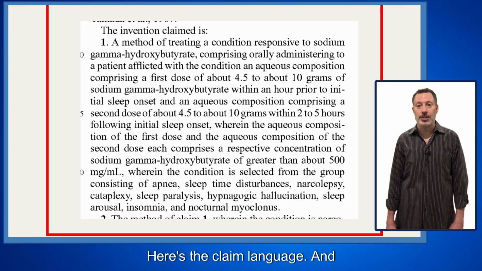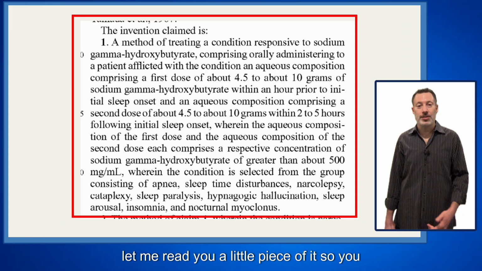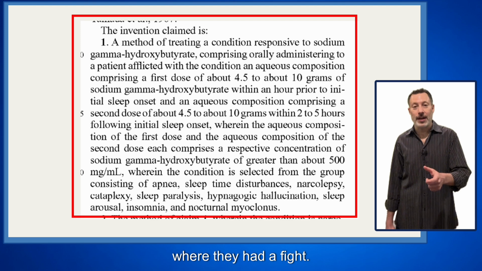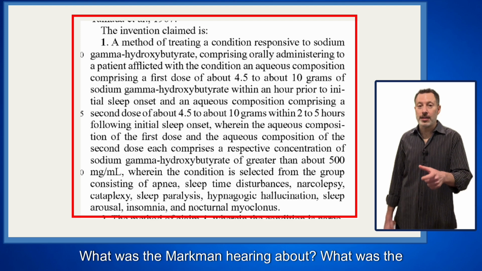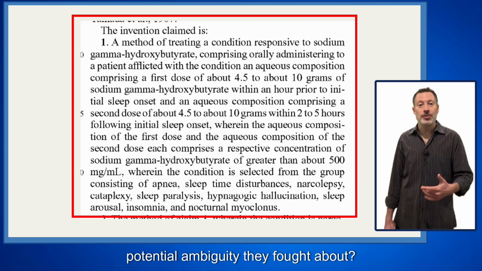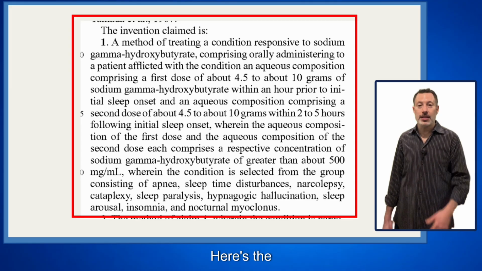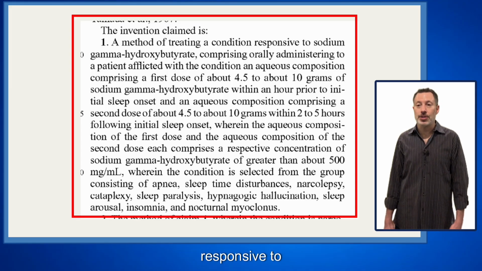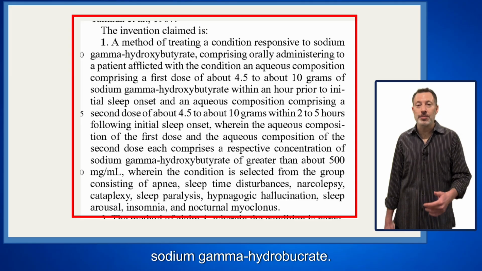Here's the claim language, and let me read you a little piece of it so you can get a sense of it, and then I want to talk to you about where they had a fight. What was the Markman hearing about? What was the potential ambiguity they fought about? Here's the claim. It says it's a method of treating a condition responsive to sodium gamma hydroxybutyrate.